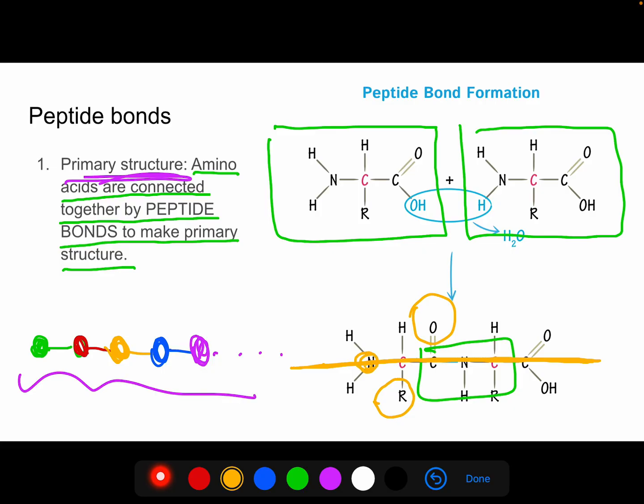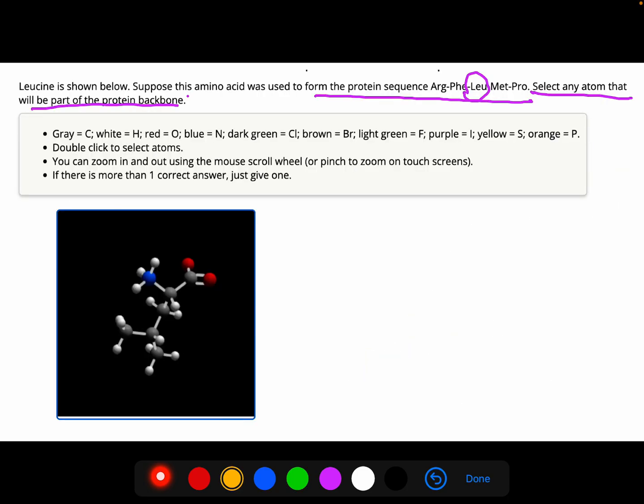The nitrogen is in the backbone. The alpha carbon is in the backbone. The carbon that is double connected to O is in the backbone. So if I look at this one now, this is my carbon that's connected to the double bond O, so that's in my backbone. The carbon connecting to that carbon is also in the backbone, and the nitrogen is also in the backbone. So those three will be in the backbone. You can select any atom that is part of the backbone.